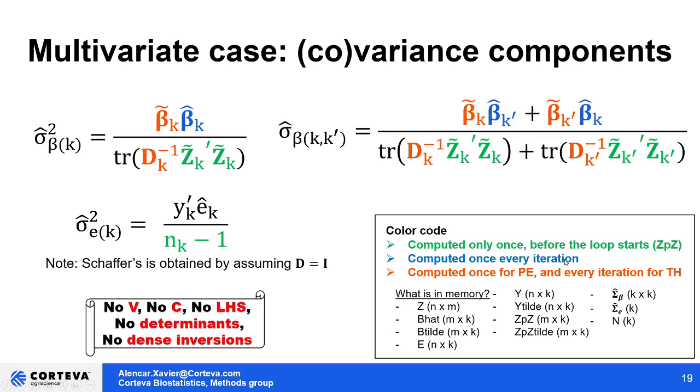You compute it, again, I use the same colors to explain what you update every iteration and what you don't. And remembering that if you're using Schaeffer's method, this D is not really needed to compute. It's just the Z prime Z. So it's even fewer things that you have to keep in memory. So the beauty of using those methods is that you don't compute V, you don't compute the C matrix, which is the left-hand side, no left-hand side whatsoever, no determinants, and no dense inversions.